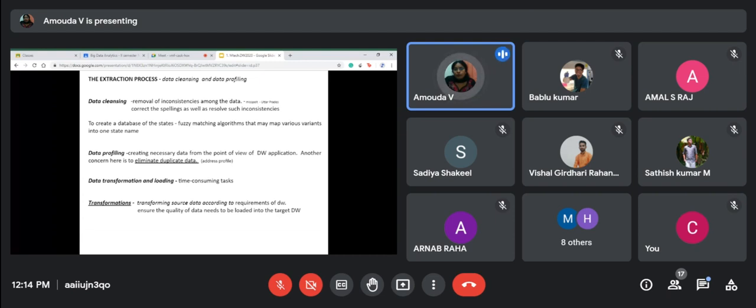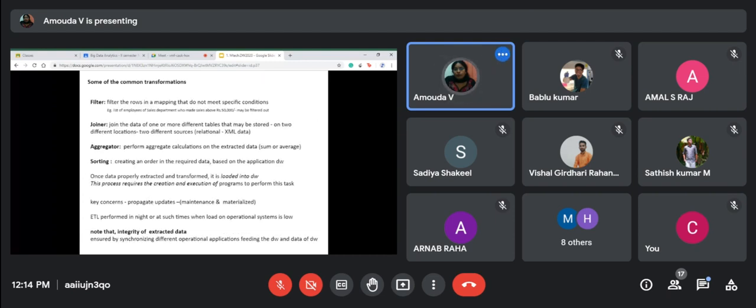Some of the transformations are given here. You can see filter, joiner, aggregator, sorting. All these things are transformation tools, each of which does its own job. And finally, after doing this transformation, we load the data to the data warehouse.